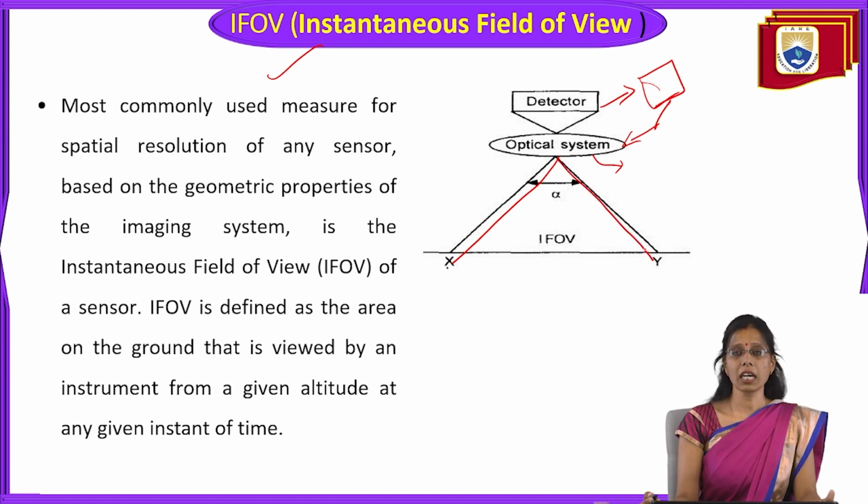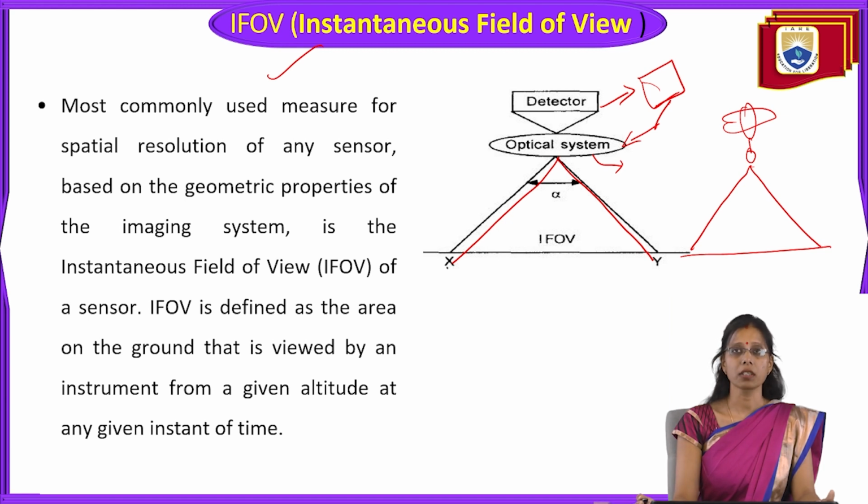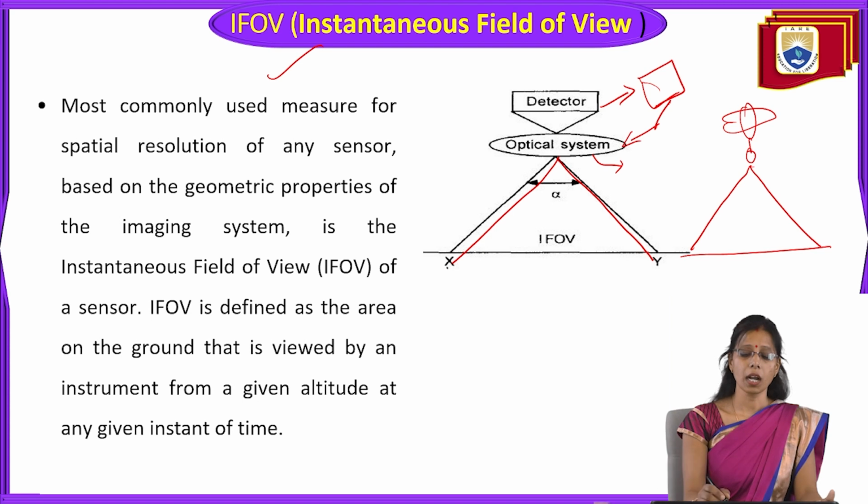Like that we have in photogrammetry also. If you have an aeroplane here and it has a lens, a camera over here, how much area can the camera see? It's like an eye. How much area this eye can capture is called the instantaneous field of view.